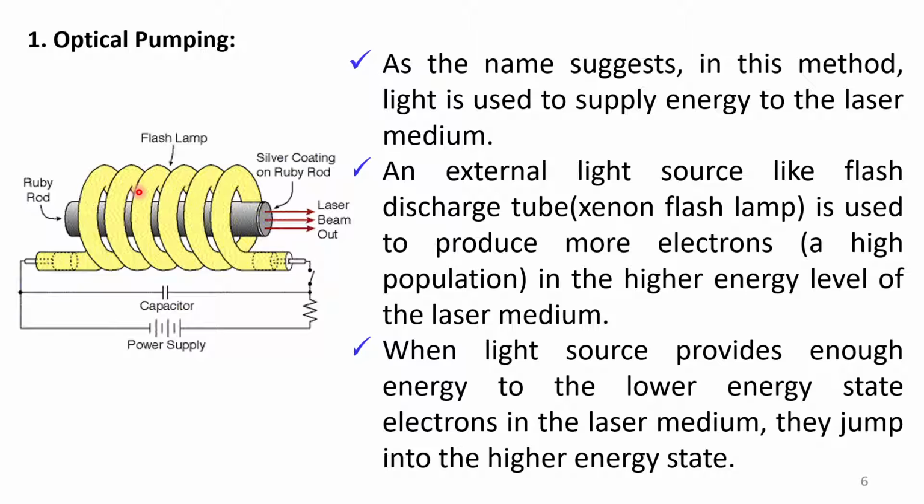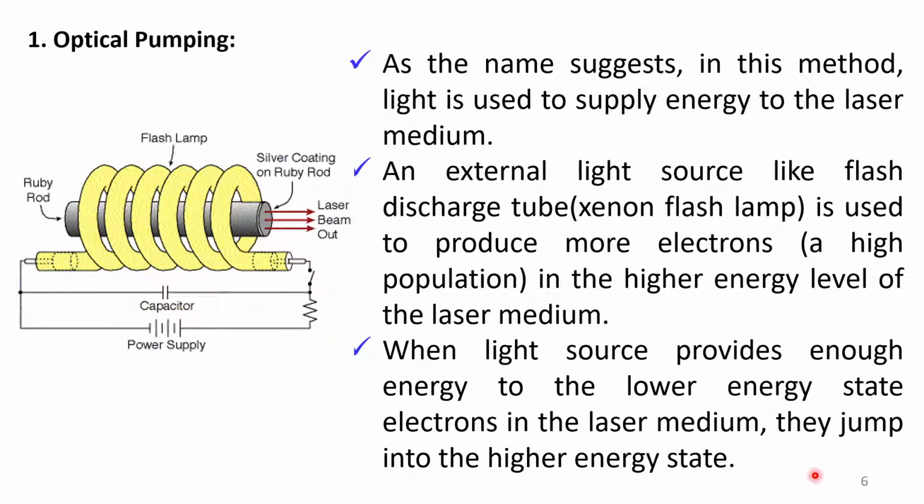Now when this flash tube emits the radiation, and when these radiations interact with the active medium, then the atoms in that active medium gain the energy, and these atoms go from the lower energy state to the higher energy state. That means when a light source provides enough energy to the electrons or atoms in the lower energy state of the laser medium, they jump to the higher energy state.